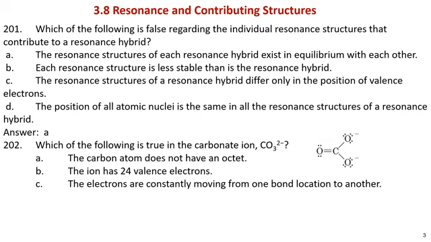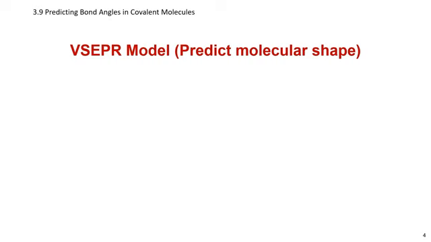C is the true answer. B is the true answer. The ion has 24 electrons. It doesn't have an octet. Carbon has an octet. I already said it's false. The electron constantly moving, that's not true. Only true statement is B.